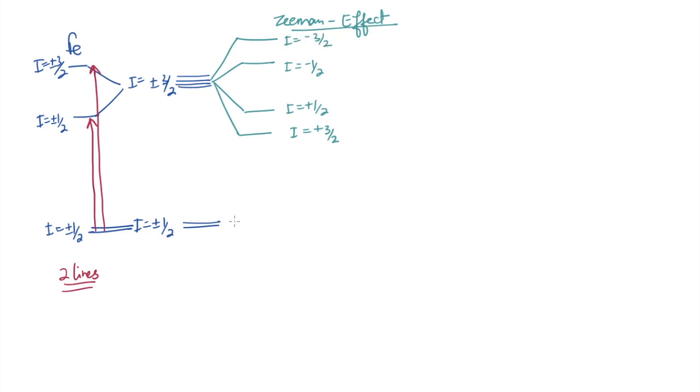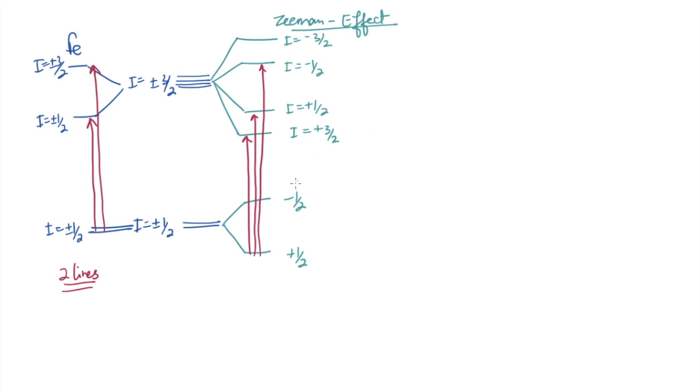Similarly, your ground state will also split up because you are applying an external magnetic field, so all the degenerate energy levels are going to split up. That's +1/2 and -1/2. So the transitions possible will be from +1/2 to +3/2, then +1/2 to +1/2, and then +1/2 to -1/2. Because you know that delta I should be either 0 or ±1. So these are the 3 sets of transitions.